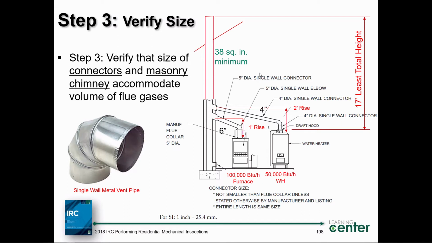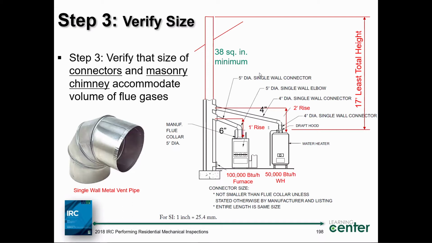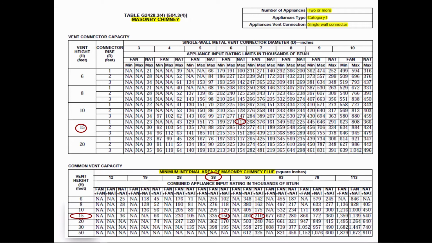17. Least total height. All right, so let's look at this. Why did we pick 15? Shouldn't I go up to 20? Isn't that how we do it in the tables? We round up? Is 15 more restrictive in this case? You never, ever round up in the venting tables, no matter what.